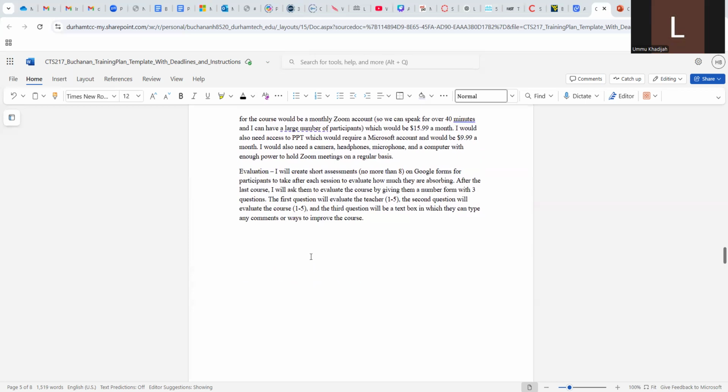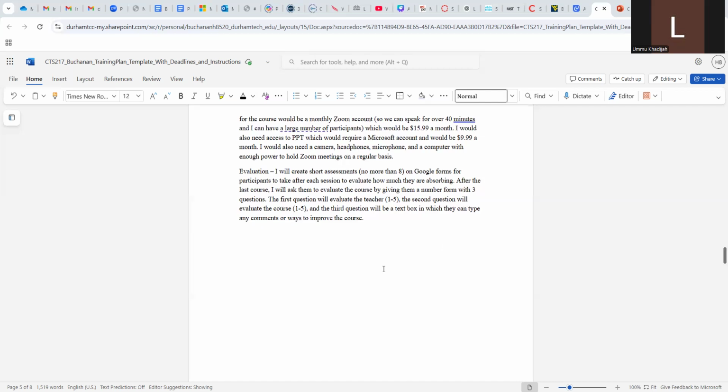For the evaluation, I would create short assessments, no more than 8 questions on Google Forms, for participants to take after each session to evaluate how much they're absorbing. After the last course, I'll ask them to evaluate the course by giving them a number form with 3 questions, the 1 through 5 form. The first question will evaluate the teacher, 1 through 5. The second question will evaluate the course, 1 through 5, and the third question would be a text box in which they can type any comments or ways to improve the course.